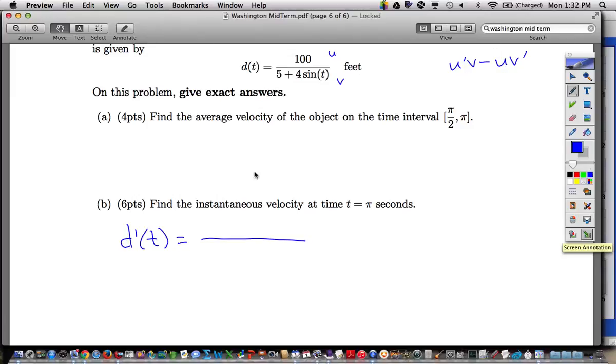Derivative of the top is 0, right? The derivative of 100 is 0, times the bottom left alone, which really isn't going to matter because it's times by 0. Minus the top left alone.